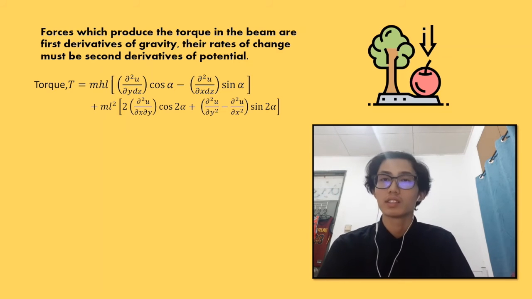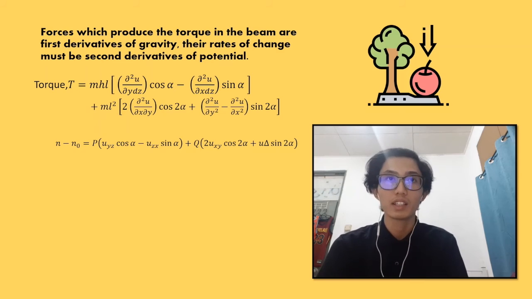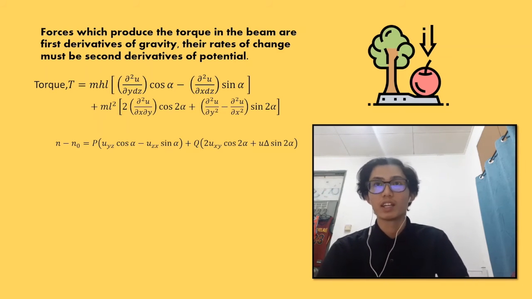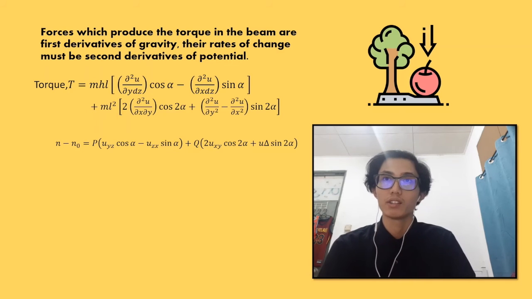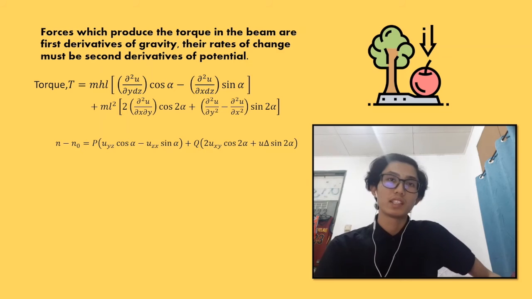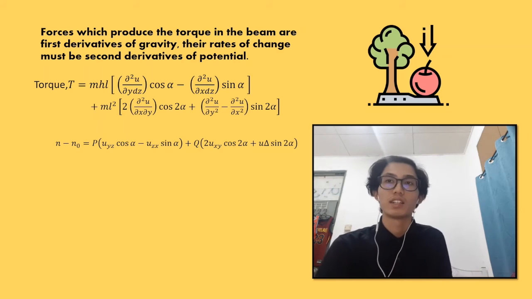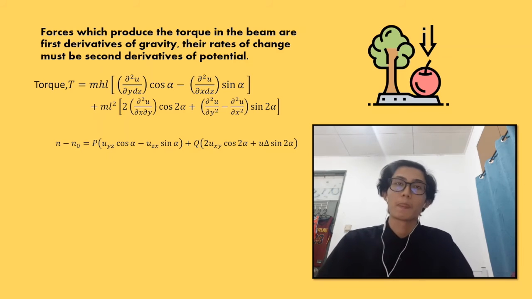Since the torque will produce a rotation of the balance, this is the formula, where n is the deflected position and n naught is the undisturbed position. P and Q are constants and they depend on the physical parameters of the instrument.